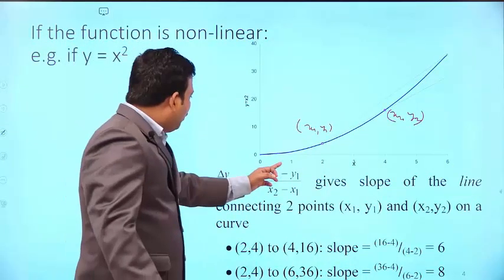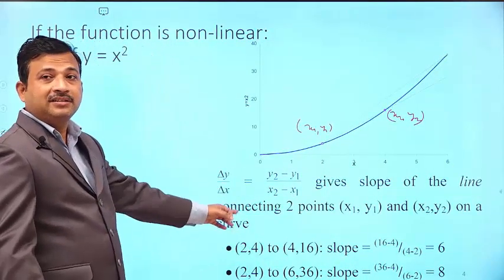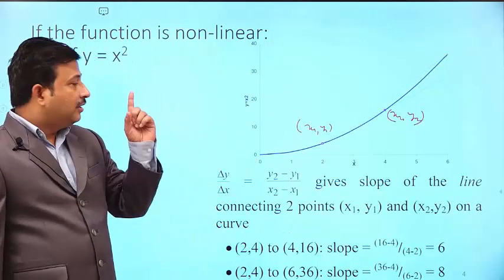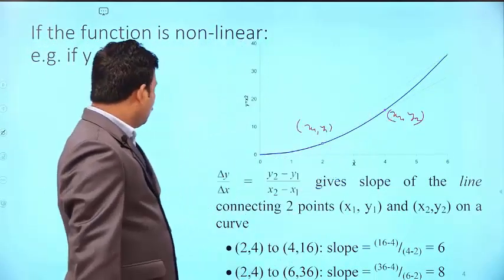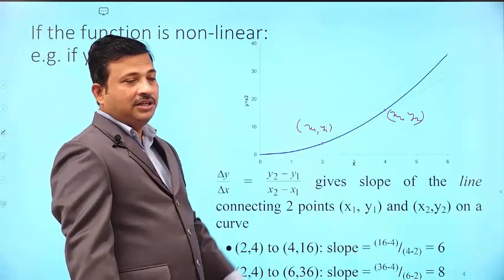So here del y by del x equals what? y2 minus y1 by x2 minus x1. This is nothing but the slope of the line connecting the two points x1, y1 and x2, y2 on the given curve. Right? This is for the linear case.